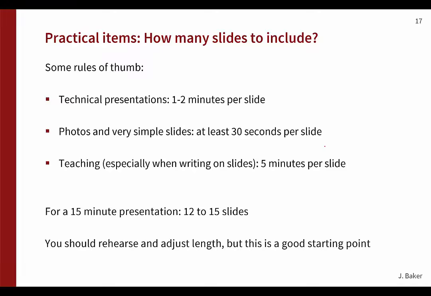Another practical question that oftentimes comes up is how many slides should I include? How many slides should I use? I start with a few rules of thumb to get started with my presentation length, and then I revise after that. So here's a few rules of thumb. If I'm giving a technical presentation, presenting at a conference or presenting my research in some format, I think about 1 or 2 minutes per slide is appropriate.